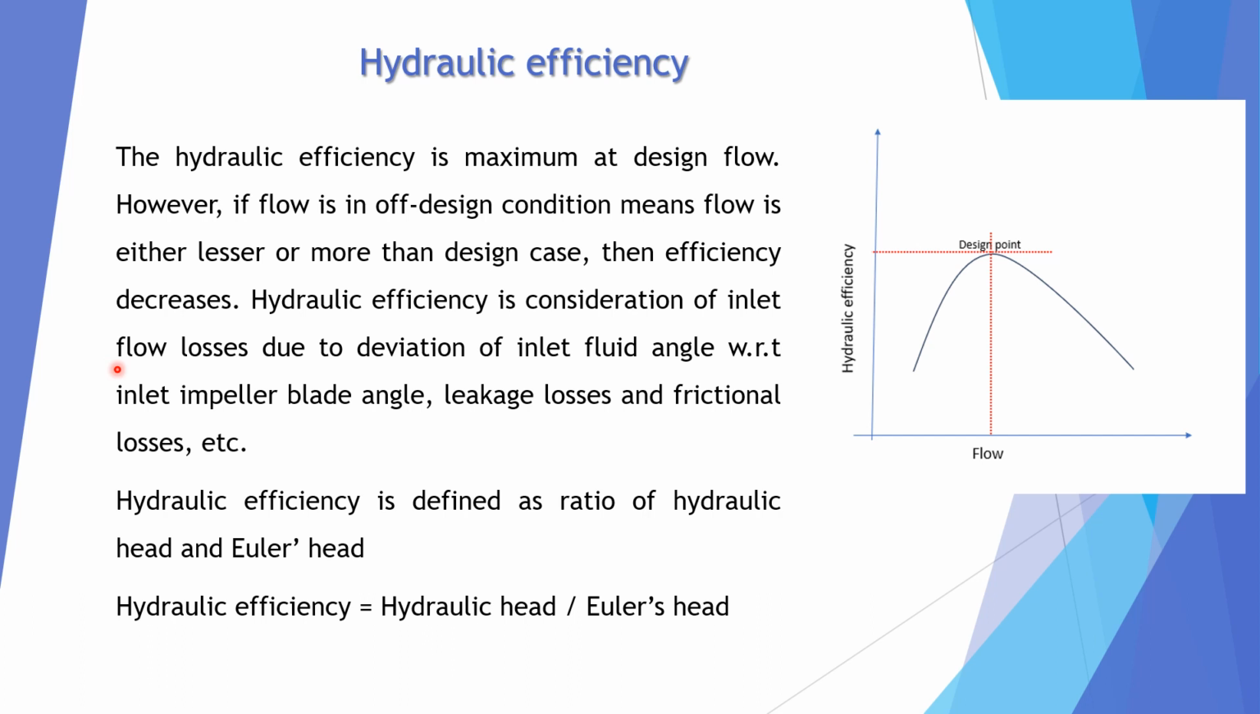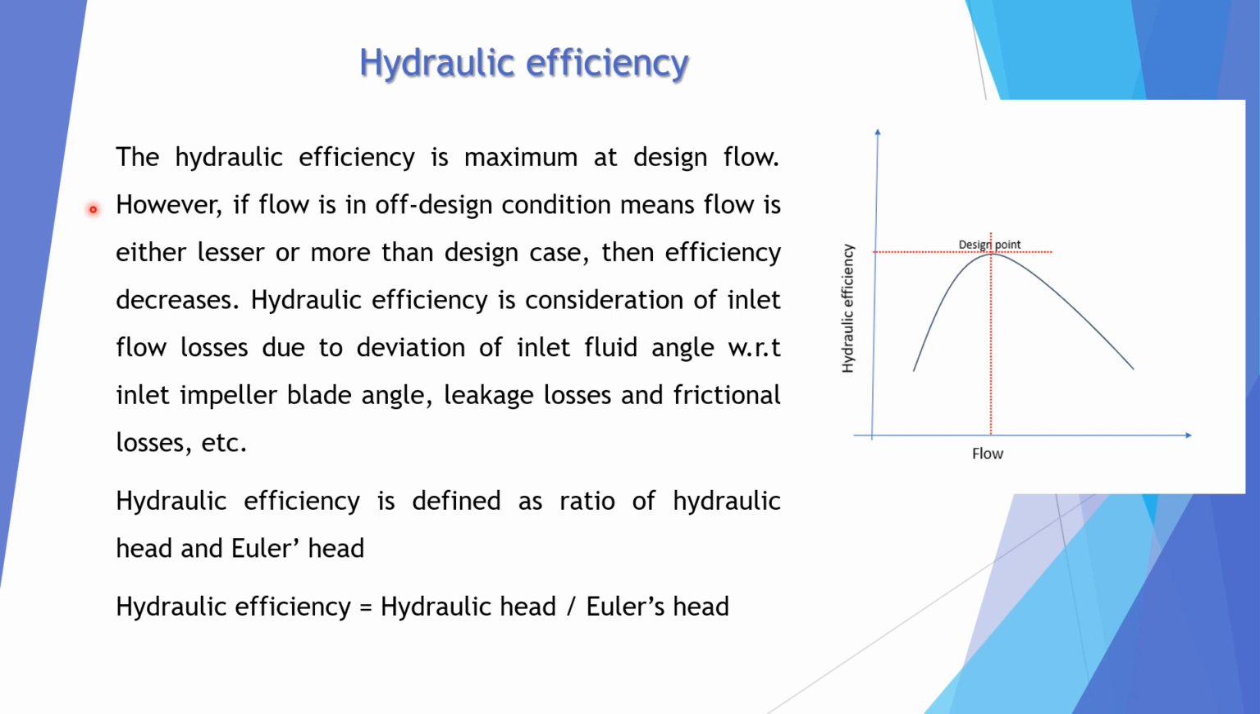Now let's understand the hydraulic efficiency. If you see this curve, the x-axis is flow, the y-axis is hydraulic efficiency. At design point, at design flow, efficiency is maximum, and in off design case, either lesser flow or more flow, efficiency starts decreasing. So hydraulic efficiency is maximum at design flow. However, if flow is in off design condition, meaning flow is either lesser or more than design case, then efficiency decreases.